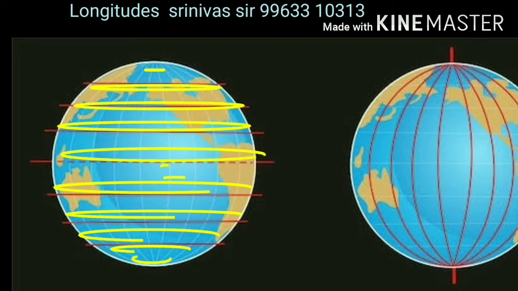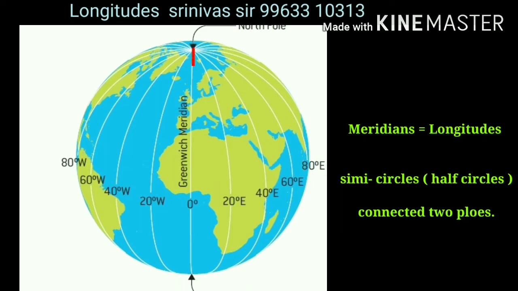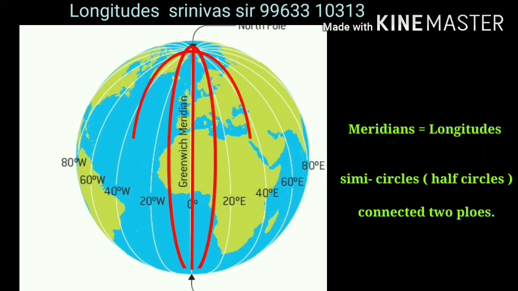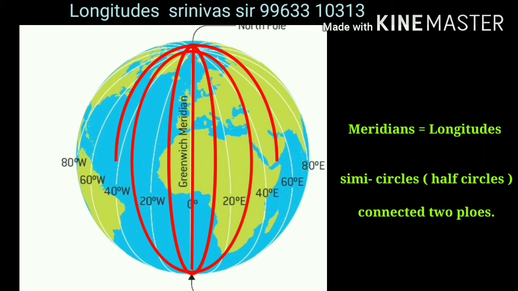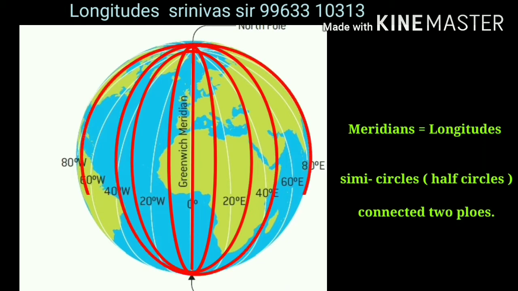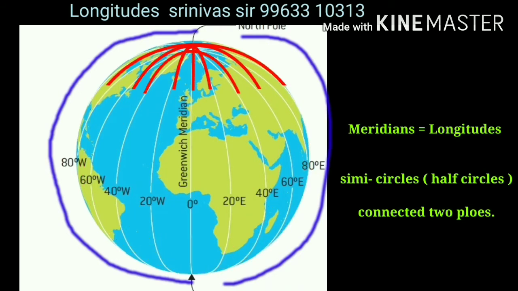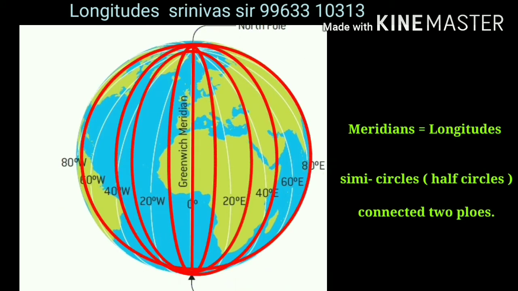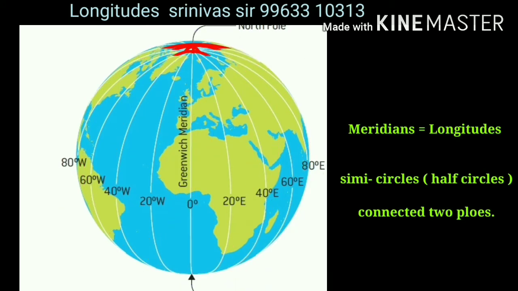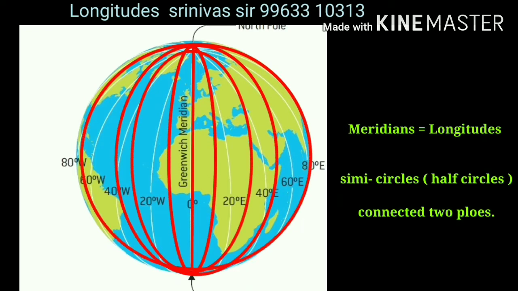The latitudes are parallels and they are complete circles. But the longitudes are not like that. All the meridians look like complete circles, but these are not complete circles. These are semicircles. The longitudes are semicircles or half circles. Why? Because these are connected at two poles. So that's why these are called semicircles.